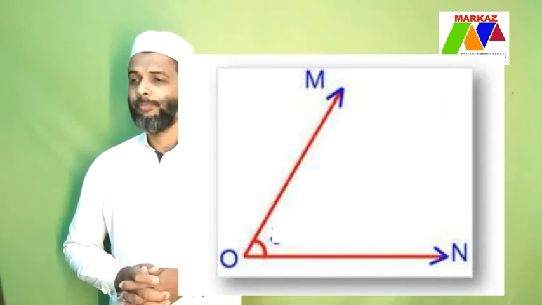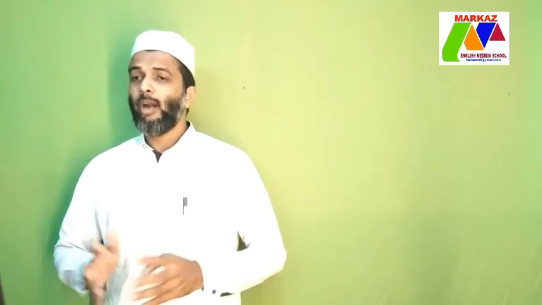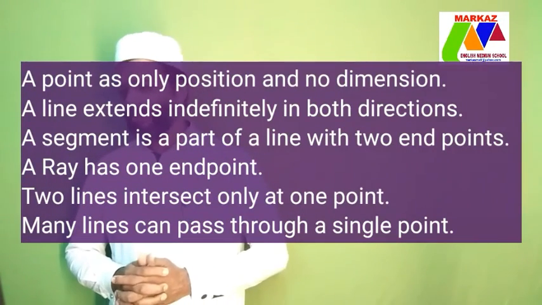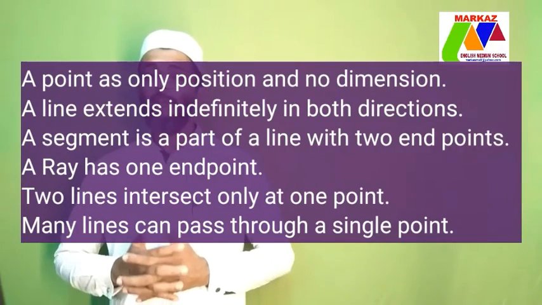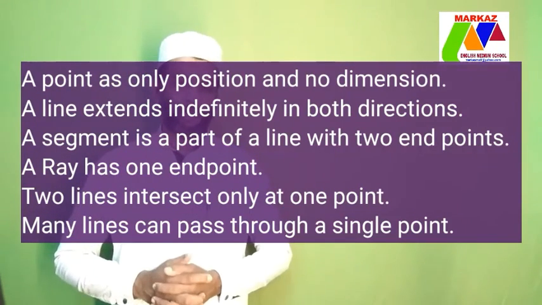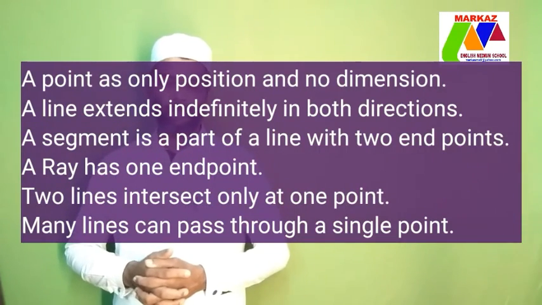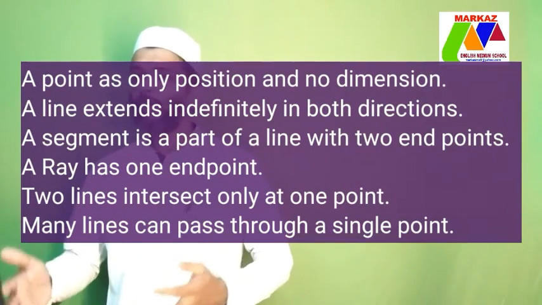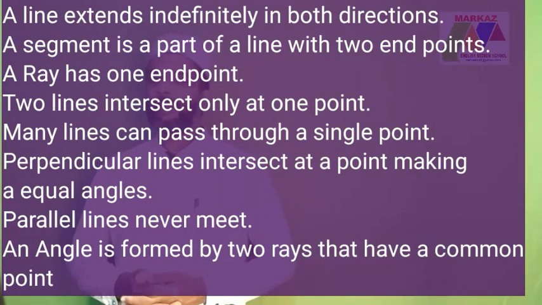Let us end today's session here. Let me remind you once again what was discussed in today's class. A point has only position and no dimensions. A line extends indefinitely. A segment is a part of a line with two endpoints. A ray has one endpoint. Two lines intersect only at one point. Many lines can pass through a single point. Perpendicular lines intersect at a point, making equal angles. Parallel lines never meet. An angle is formed by two rays that have a common point.